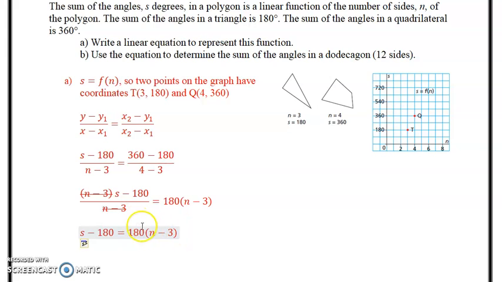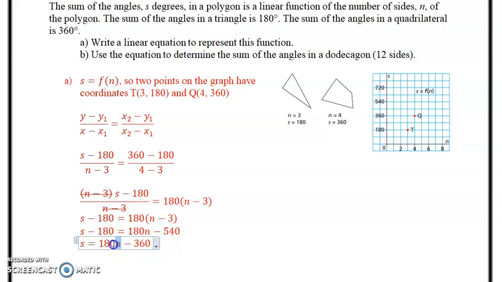And now we're going to solve. We take the 180 multiplied by n and 3, and we get 180n minus 540. Add the 180 to both sides. Because it's minus, we add it to both sides. When we do that, that gives us negative 360. So there's your formula. The slope-intercept form, or the y equals mx plus b form, is s equals 180 multiplied by n, subtract 360.